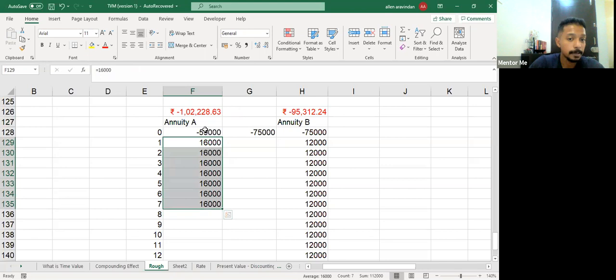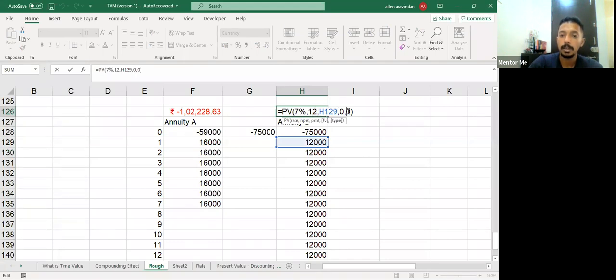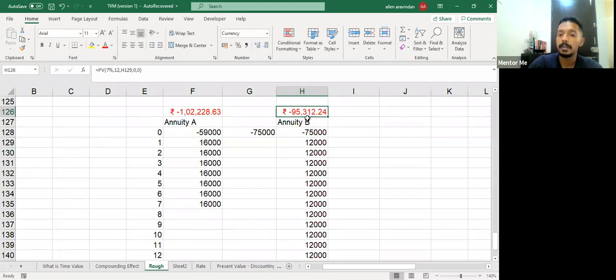I'm not talking about the investment. I'm talking about only the 16,000 that you're going to get. Okay, because in any case, in both the cases, the initial investment is same. So it really does not matter how much you invest because investment is same. If I do the same thing here, 7%, 12 periods, and I'm going to get 12,000. So my PV comes up to be 95,300. So where is the present value higher? The present value is higher in A.